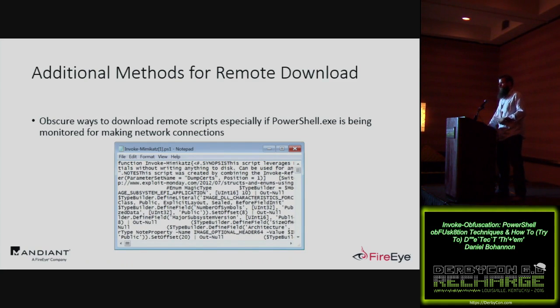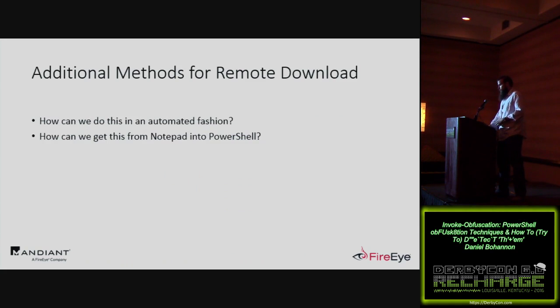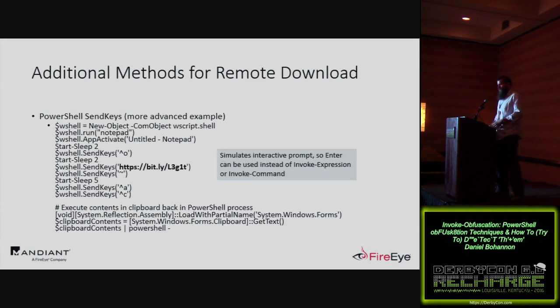So how can we have PowerShell interact with another application? Send keys. So this example, PowerShell creates a COM object, a WScript shell, launches Notepad, says, you're now my active screen. Let me send a Control-O to open. Let me then send the keys to type in the URL. Let me wait a second for the payload to come down. Let me send a Control-A to select all, Control-C to copy all, and the rest of the command is ripping it out of the clipboard and executing it. PowerShell never made a network connection.